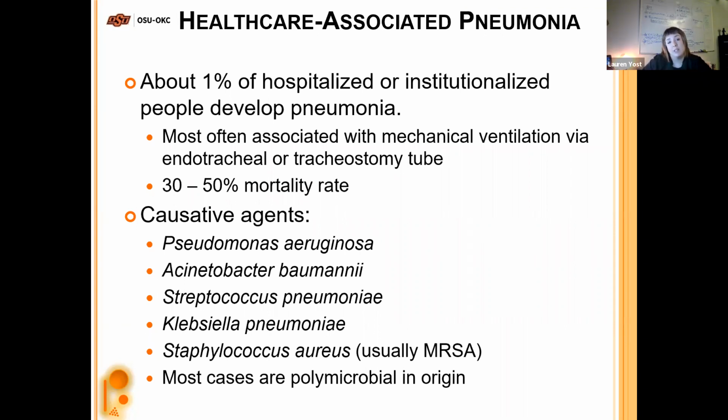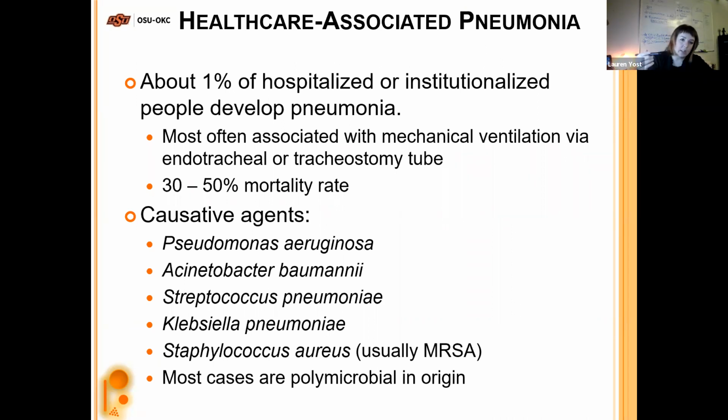About 1% of hospitalized or institutionalized people will develop pneumonia. Most often, this is associated with a mechanical ventilator or endotracheal or tracheostomy tubes being shoved down in there, right? So they are more likely to be exposed to a bacteria from the environment. Of that 1% that has now gotten pneumonia, 30 to 50% of them will die from it.